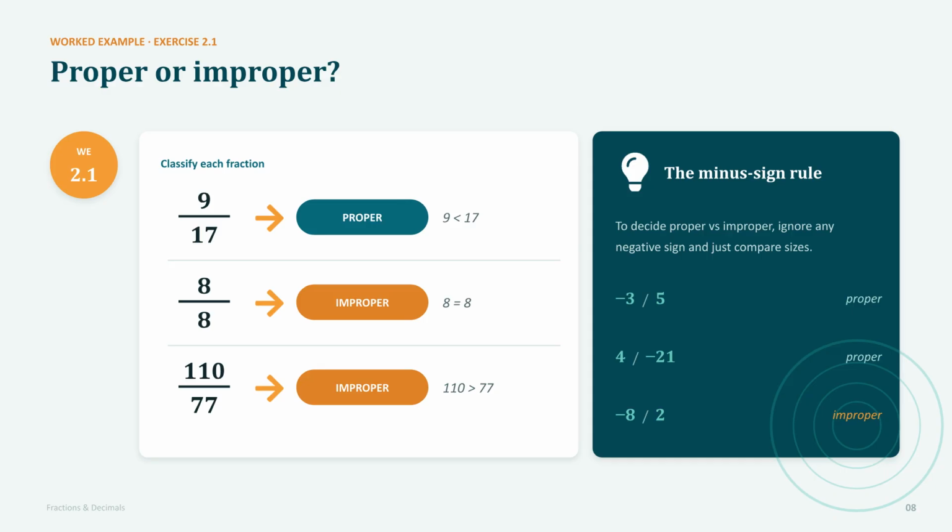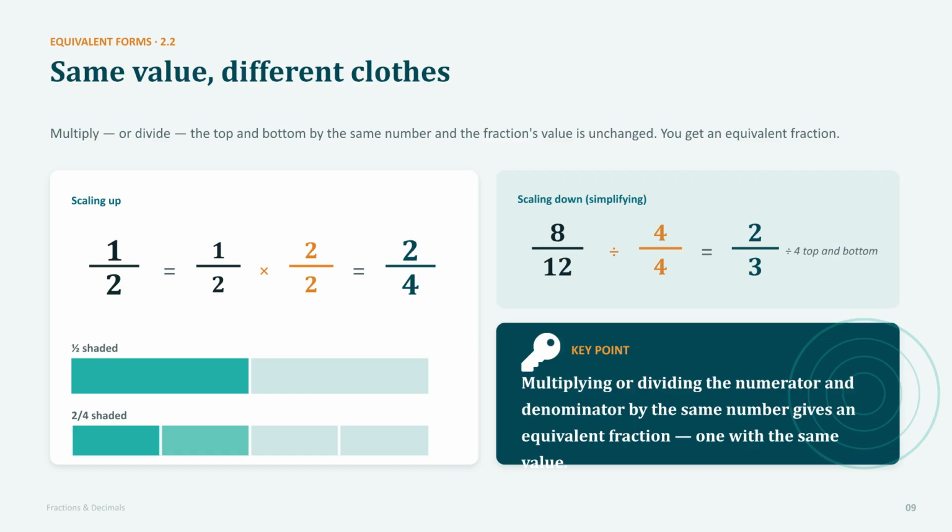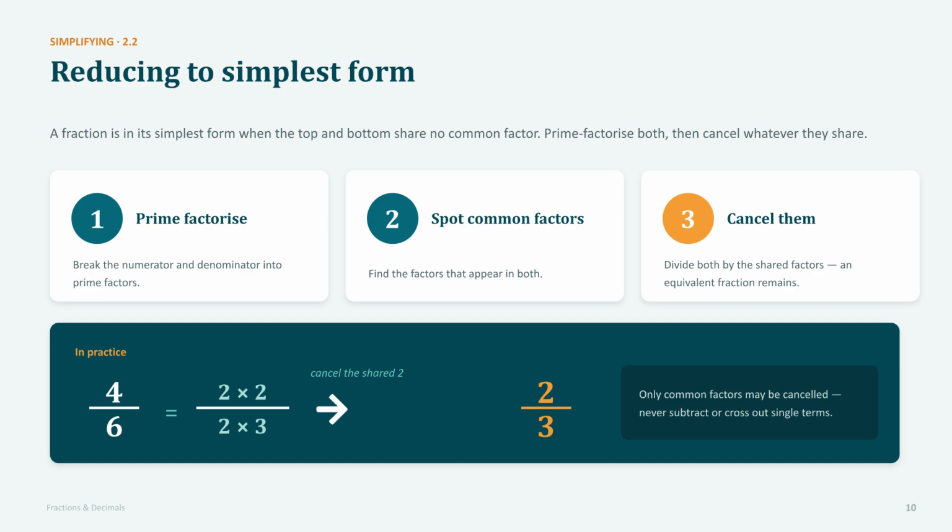When classifying fractions, remember the minus sign rule. Ignore any negative signs and simply compare the sizes of the numerator and denominator to determine if the fraction is proper or improper. Fractions can be written in different ways while maintaining the same value. By multiplying or dividing the numerator and denominator by the same number, you create an equivalent fraction. To reduce a fraction to its simplest form, you must identify and cancel out any common factors shared by the numerator and the denominator. Remember, only cancel shared factors, do not subtract.